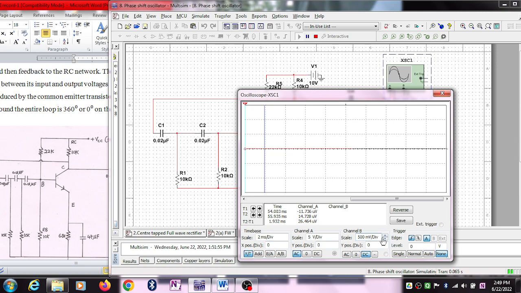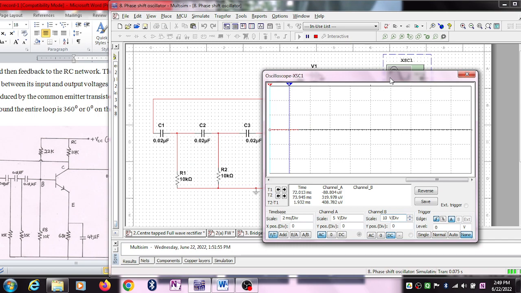It will come in a second. Which channel have you connected? Channel A is what you have connected. Adjust this. Are you able to see?